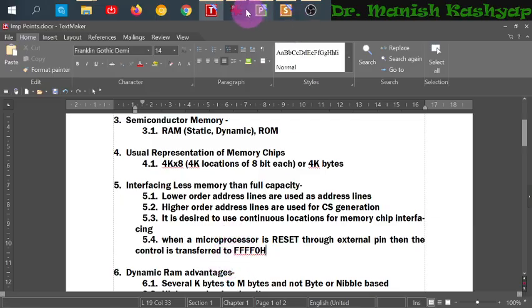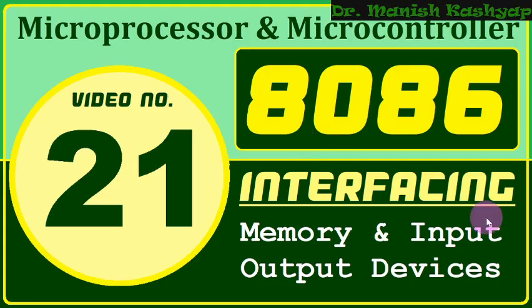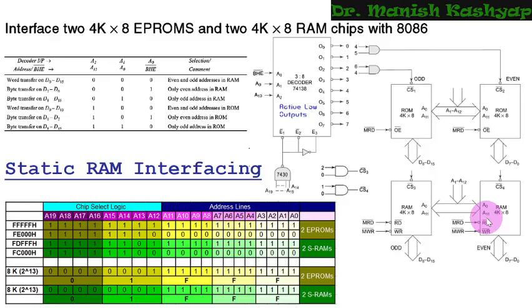Now let us see an example, and let us try to interface a static RAM using this 8086, right? So the problem here is interface two 4K cross 8 EPROMs, that means ROM is there, and two 4K cross 8 RAM chips with 8086. So this is the problem that we are going to address now, and you can see that on the screen I have written a lot of material. There are a lot of diagrams. Don't worry, you will be able to understand them all.